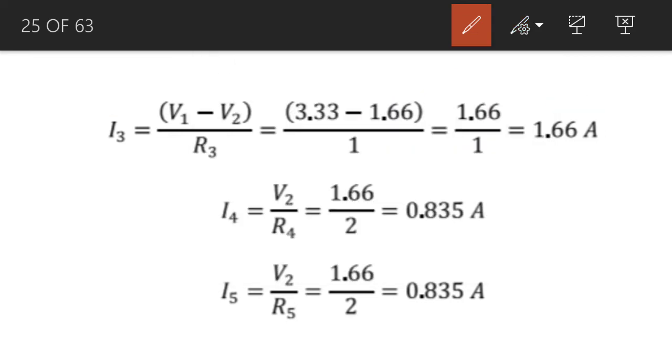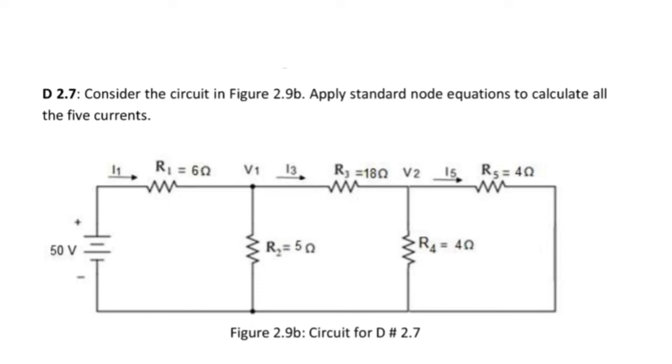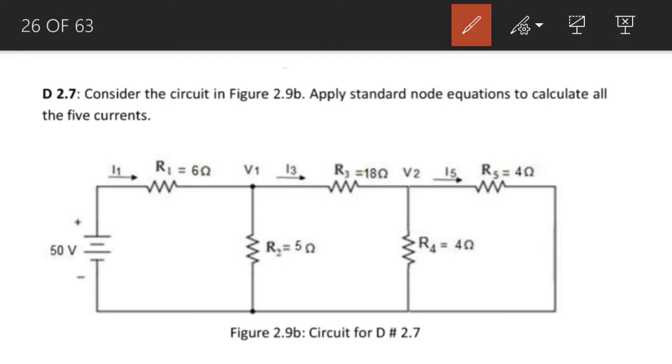We compute the current I4. We know that the voltage across R4 is V2. So V2 by R4 gives you the current I4, and this current is 1.66 divided by 2, that is 0.835 ampere. And finally, we calculate the current I5. We know that the voltage across the resistor R5 is V2. So V2 by R5 gives you the current I5, and this current is 0.835 ampere.